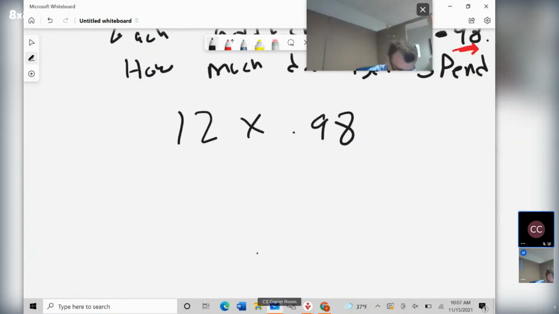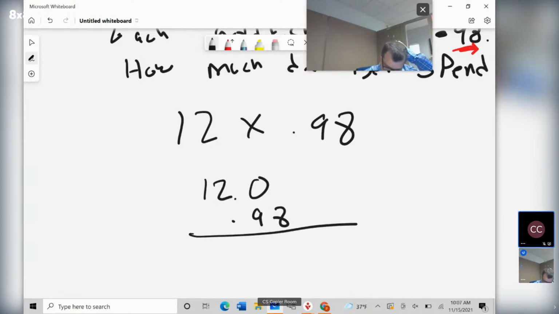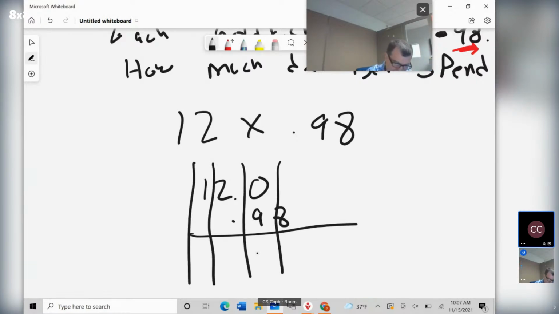So what we'll do here, we'll do 12 times 0.98. Let me put some zeros in here so we get some perspective. We can do $12.00 times 98 cents. Well, let's get some columns in here. Okay, so let's go ahead and do this.